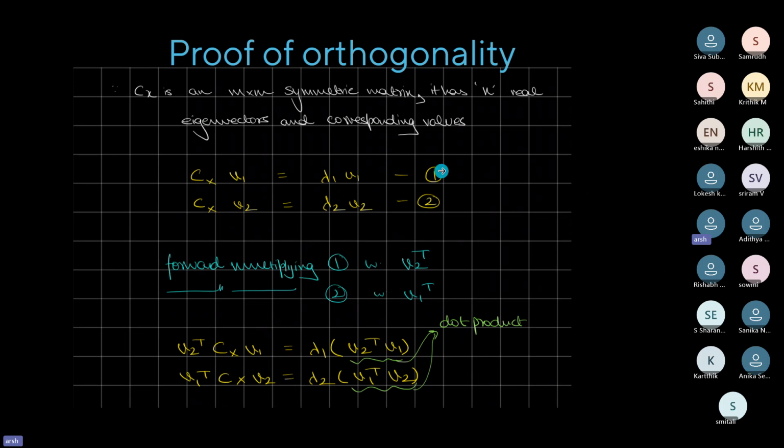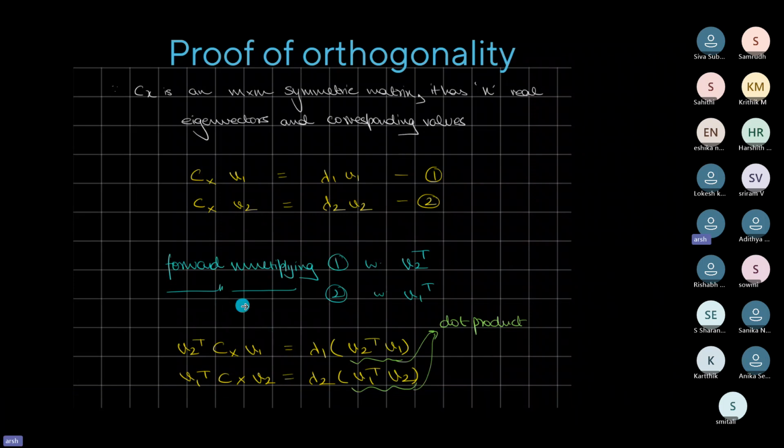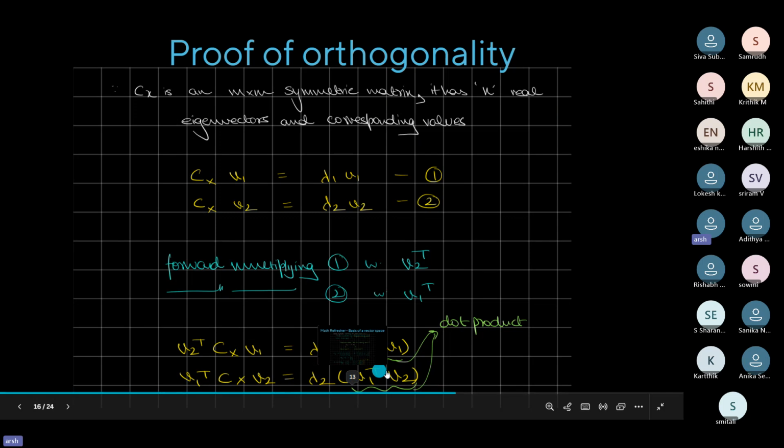So you take the first equation, you forward multiply it with v2 transpose, and you take the second equation and you forward multiply it with v1 transpose. What you get here is this thing, right? And v2 transpose v1 is the same as v1 transpose v2 because this is just the dot product of two vectors. Now, I have not added the exact derivation here yet, but if you transpose this line, lambda2 is a constant, it will stay out. This will become v2 transpose v1, same as this. And it will also become v2 transpose Cx transpose v1.